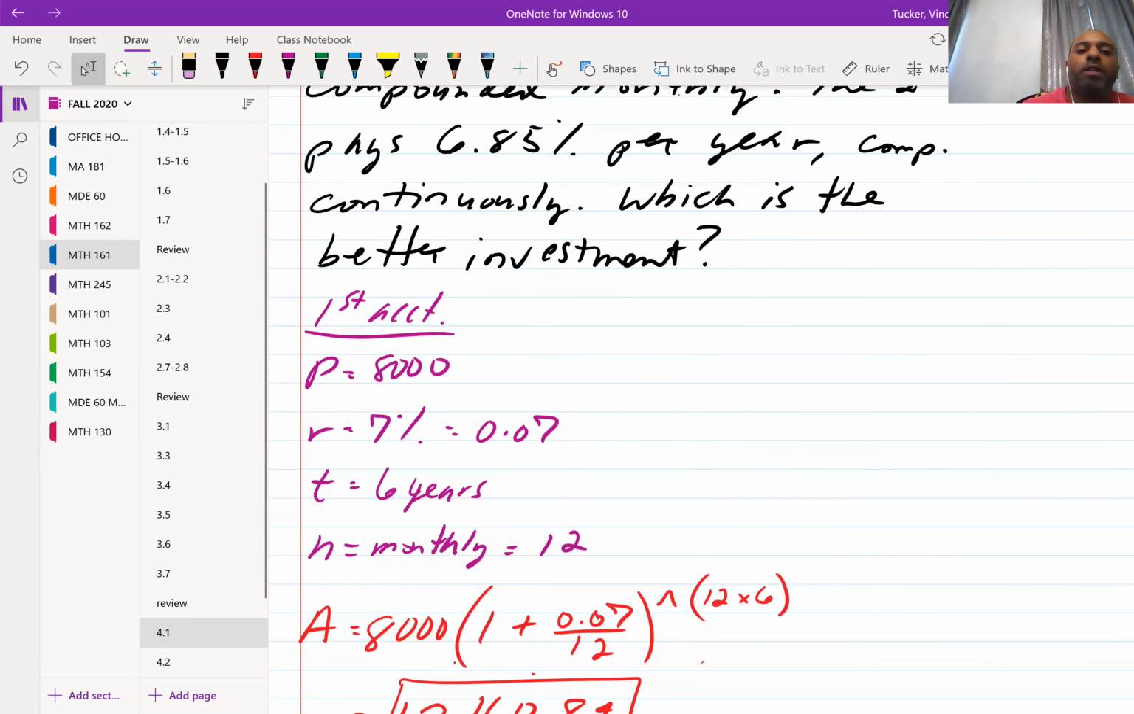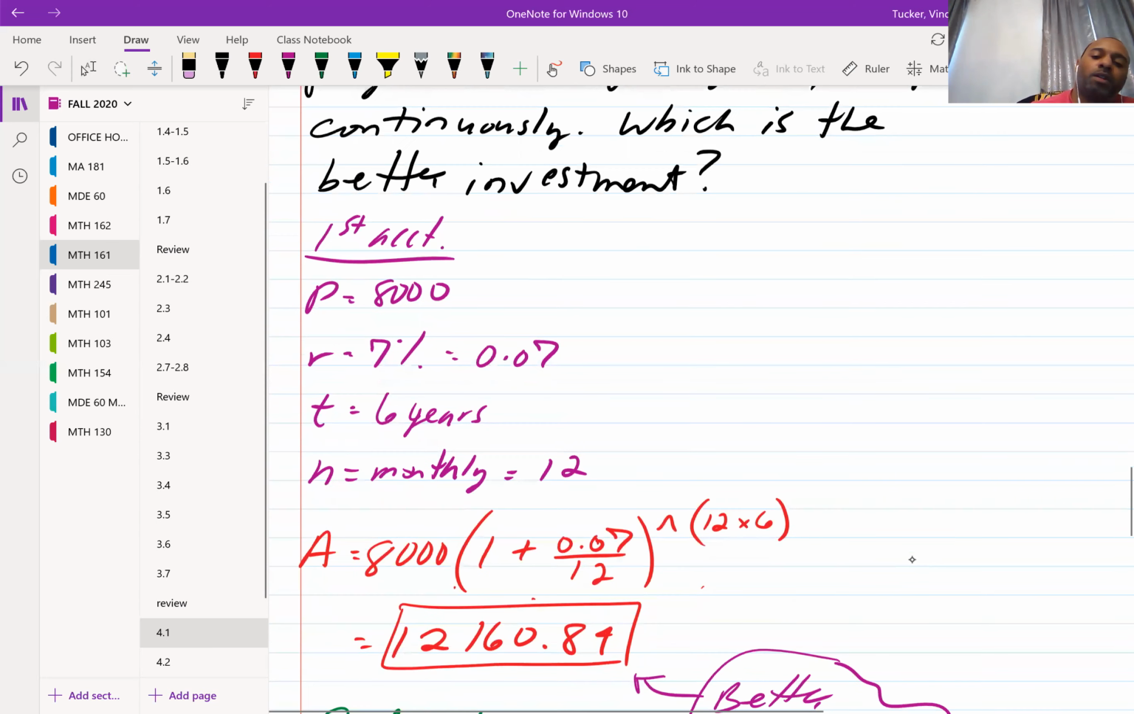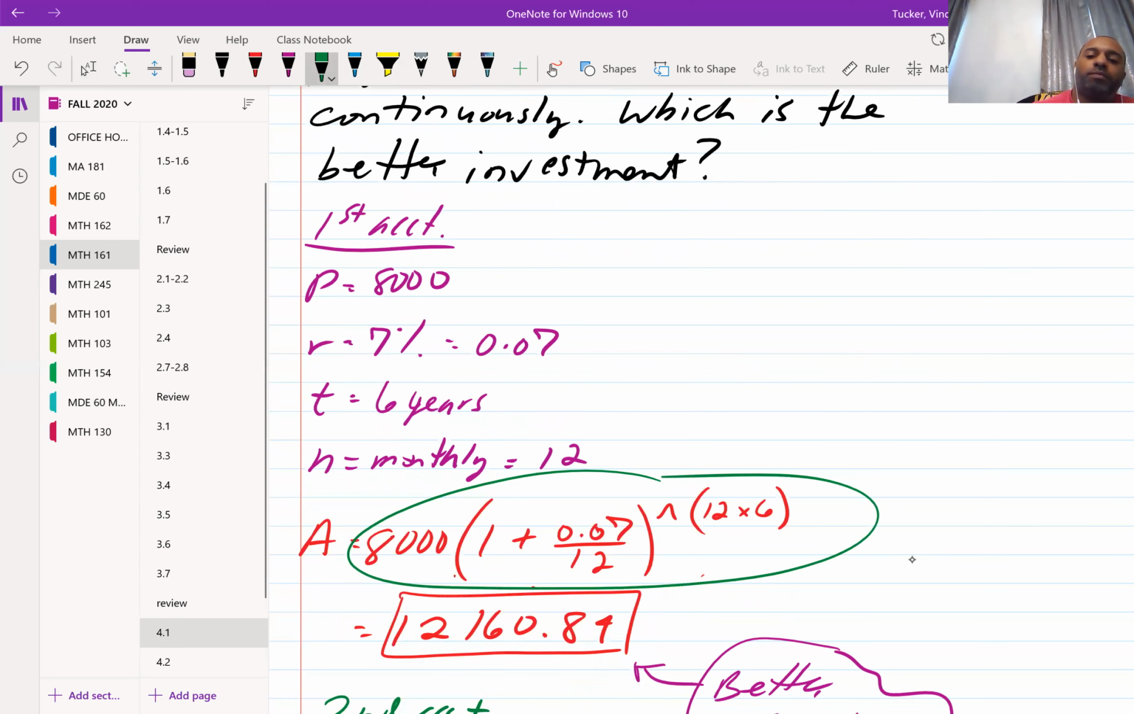So as always, I like to write down what my given information is. So that's what I did here for my first account. $8,000 is the amount we're going to deposit. This is my principal. 7% is 0.07 for 6 years, compounded monthly. And so right here, plug that into the calculator like this.